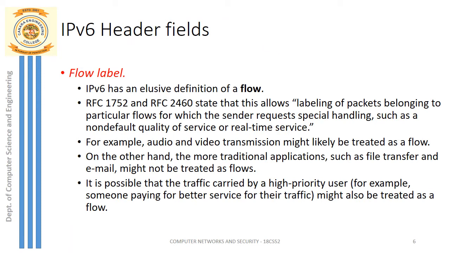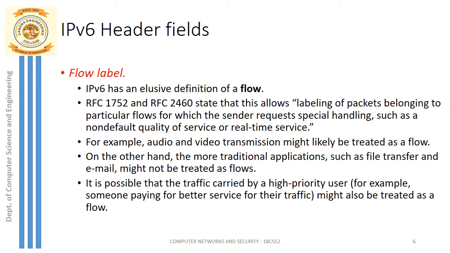One important field of IPv6 is the flow label. IPv6 has an elusive definition of flow. That means we can identify each flow differently. According to RFC 1752 and 2460, we are able to label different packets belonging to a particular flow for which the sender requests special handling, such as providing a special quality of service or real-time service.